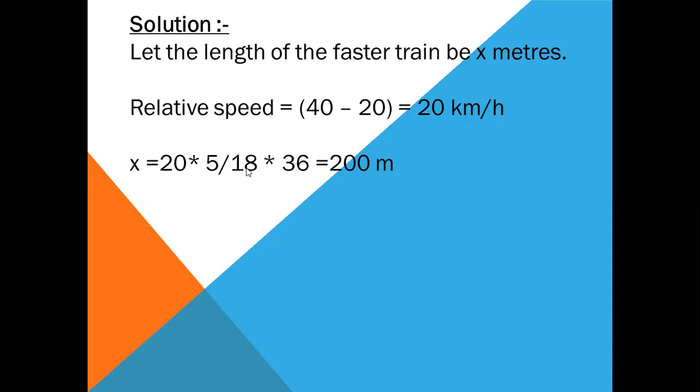20 multiply 5 by 18 multiply 36. Why am I multiplying by 5 by 18? Because speed has been given in kilometers per hour, so I have to change this speed into meters per second. So I multiplied speed by 5 by 18. And 36 seconds is the time that has been given in the question. So if you solve it, you will be getting this.